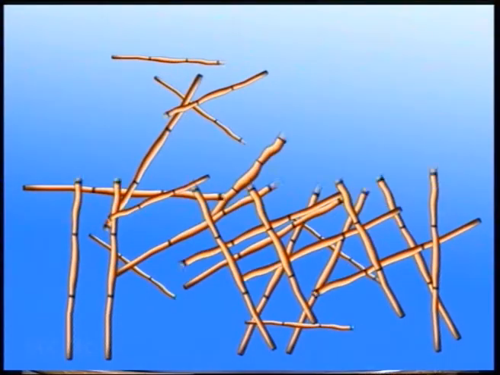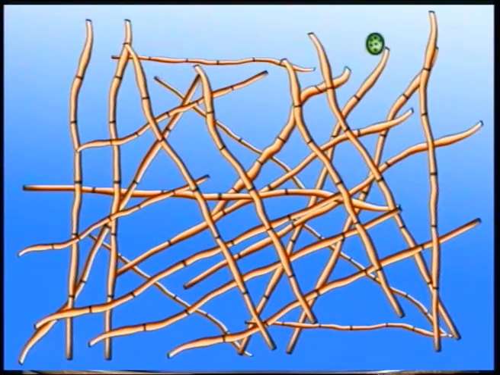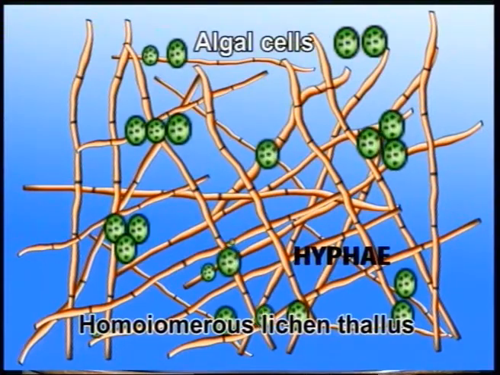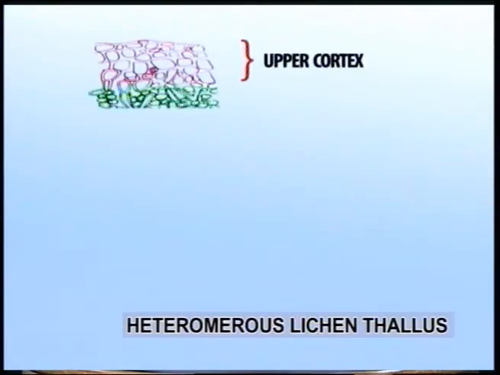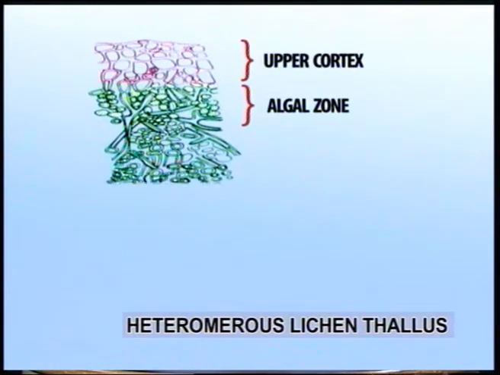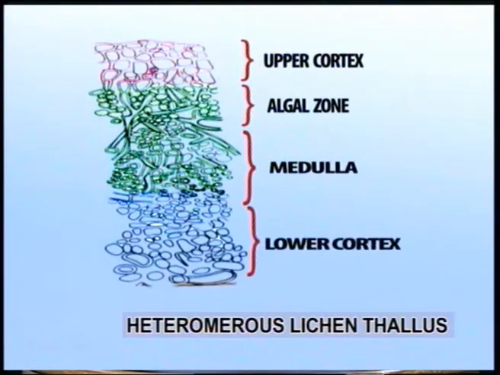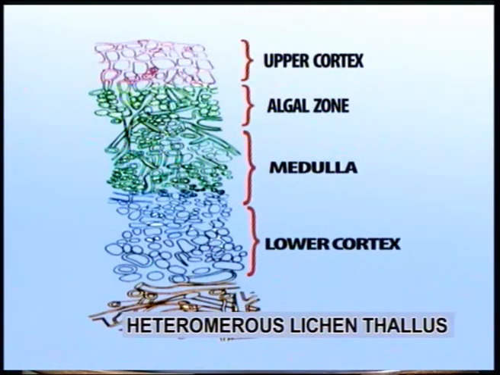Internally, lichen thalli may be homoiomerous, that is, undifferentiated thallus with irregularly distributed algae, or it may be heteromerous, that is, thallus differentiated into distinct zones with the algal partner restricted to a particular zone. Heteromerous thallus shows the following four distinct zones. 1. Surface layer or cortex. 2. Algal zone or gonidial layer. 3. Medulla or interior. And 4. Rhizines.